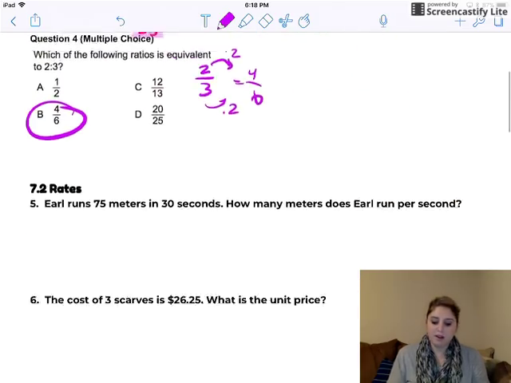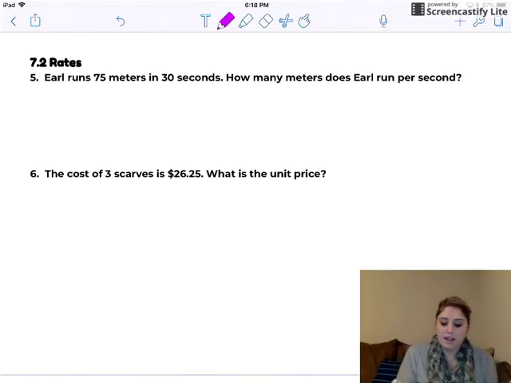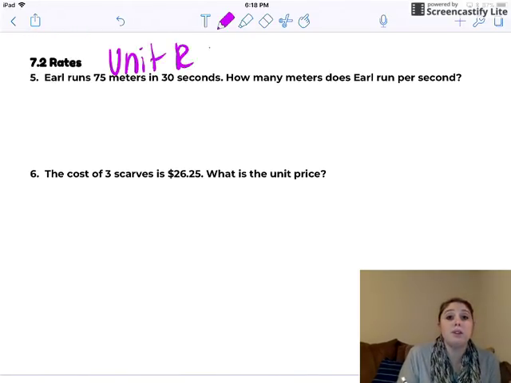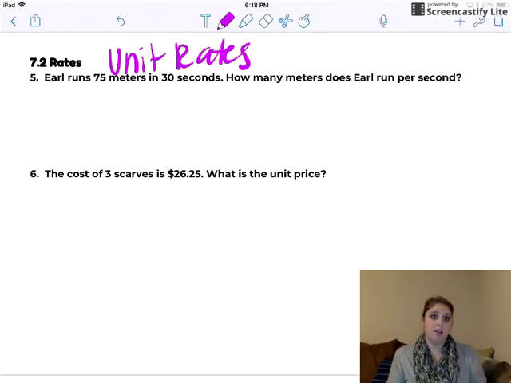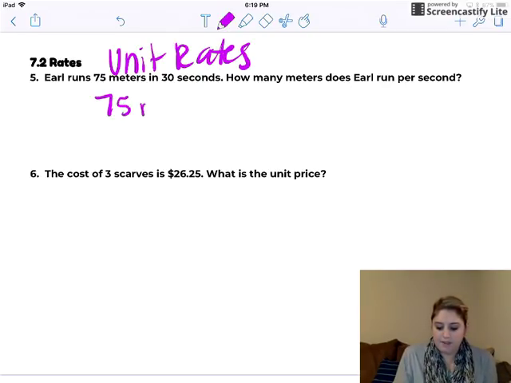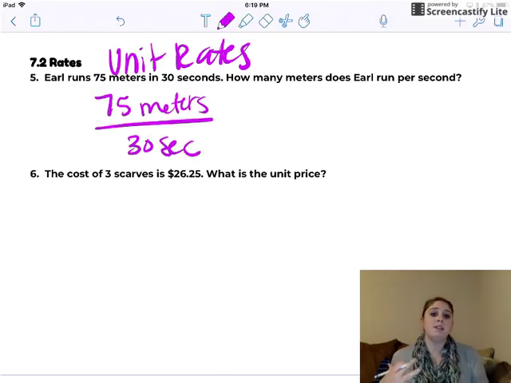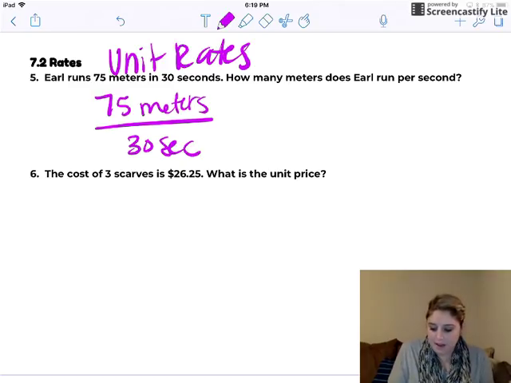All right, those were our ratios. Now we're talking about rates. And a lot of what we talked about were unit rates, something per one. So in this first one, Earl runs 75 meters in 30 seconds. So he runs 75 meters over 30 seconds. How many does he run per second? Well, when we're doing per second or per one unit, all we have to do is divide. And that was like problem number 2 on your quiz today. So I'm taking 75 divided by 30.